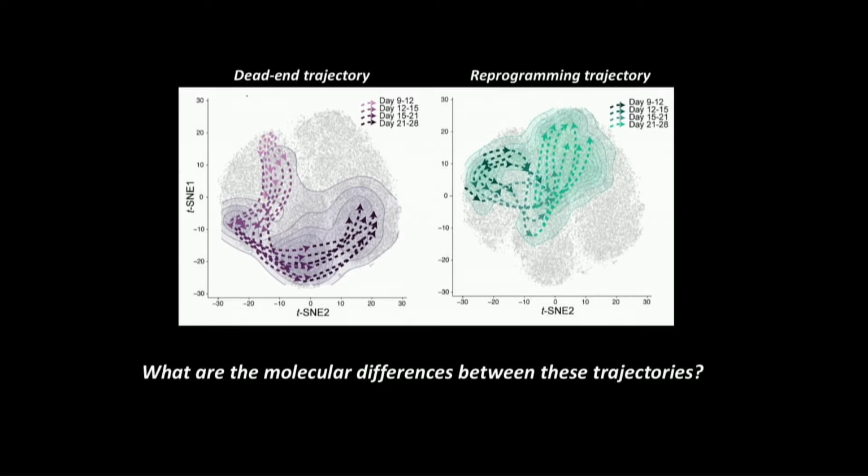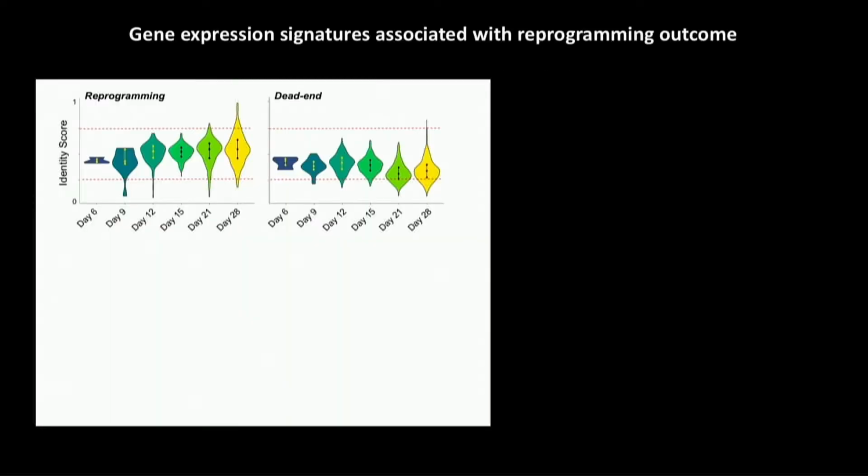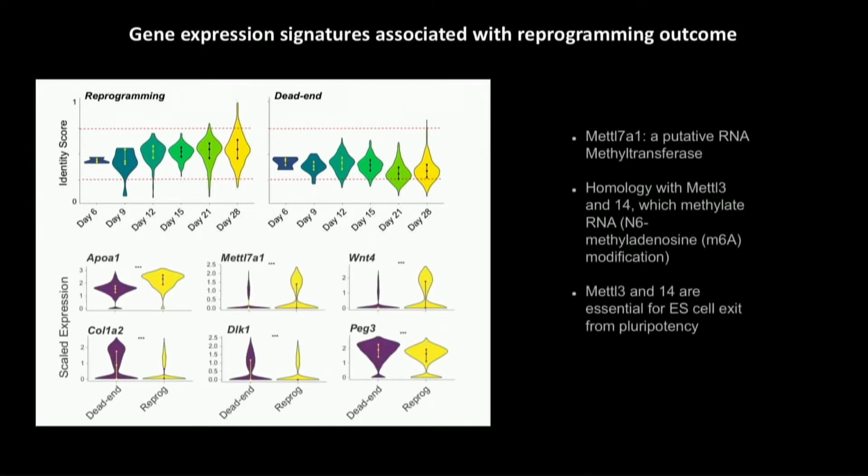Okay, so just to wrap up in the last couple of slides now, we've been able to define these two trajectories. We can define whether or not this process is stochastic or deterministic based on these trajectories. We can now ask, what are the molecular differences that lead to this bifurcation? When we look at this identity scoring again, between the reprogramming and dead-end trajectories, we see that over time, we have a gain in IEP identity over the reprogramming trajectory, and then we gradually lose this IEP identity and start moving back toward a fibroblast-like state on the dead-end trajectory.